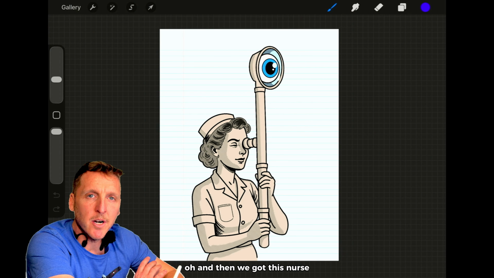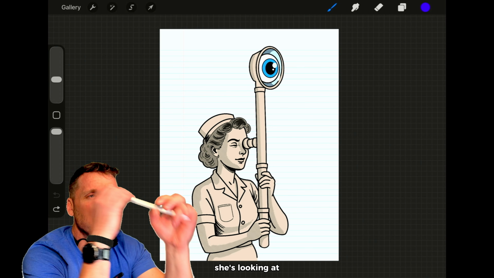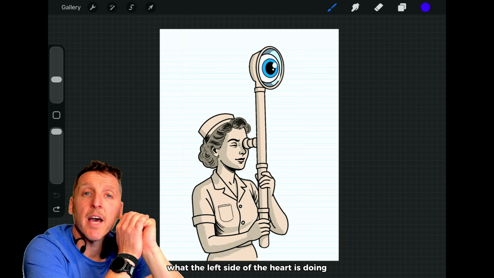Oh, and then we've got this nurse, and she works on this USS Swan Spy. She's looking up the periscope. She's looking at what the left side of the heart is doing.